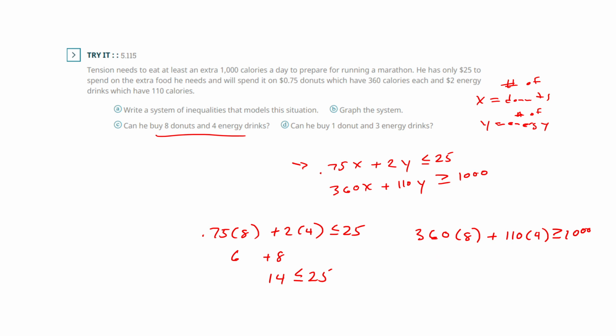I've got 360 times 8. I get 2880. And now this is 440. Now you can see here this is going to be greater than 1,000 because it's already greater than 1,000. So this is true in both. And so yes, he could buy 8 donuts and 4 energy drinks and be in the acceptable region.